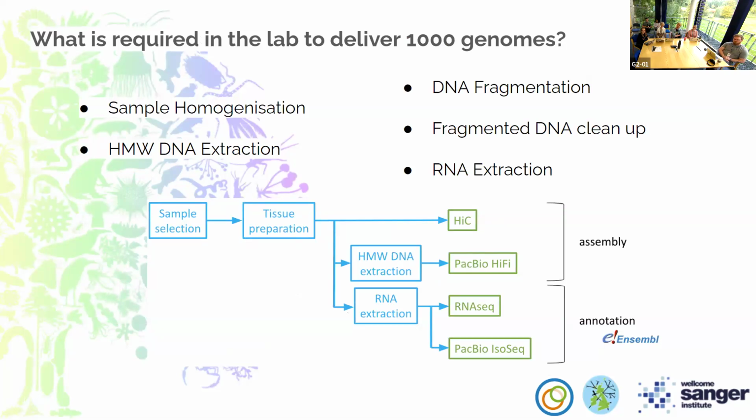But very simply then, if we go back to the core lab piece of that work, at a really base level, what's required to deliver those genomes? Well, we need to select a sample to work on. We need to prepare it in the way that works for it. So sample homogenization leads to the high molecular weight DNA extraction, fragmentation upstream of PacBio HiFi sequencing. There's also some library prep upstream of Hi-C Illumina sequencing. And we also do RNA extractions for RNA-seq and soon some long read RNA Iso-Seq.